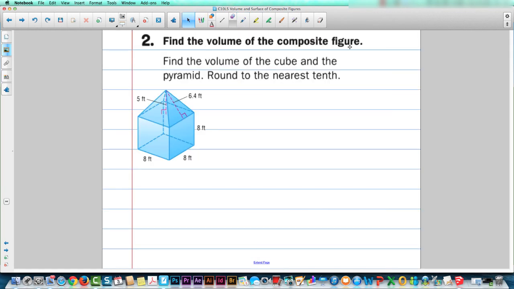Find the volume of the composite figure. They actually tell you how to break it up, how to decompose it. They tell you to find the volume of the cube and then the volume of the pyramid. We're going to add them together, and then we're going to round the answer to the nearest tenth. Let's look at SketchUp to see why that makes sense.